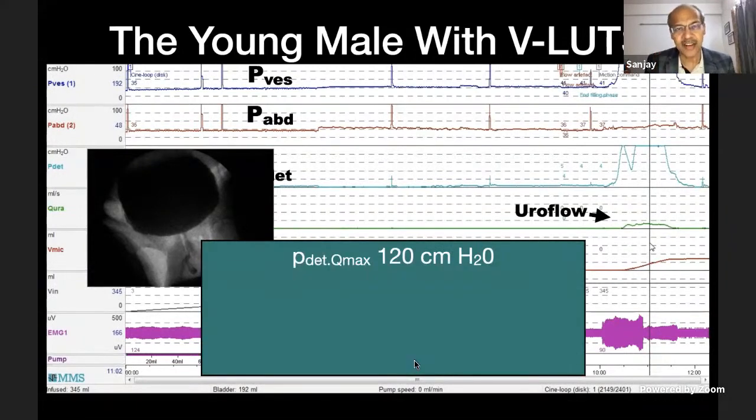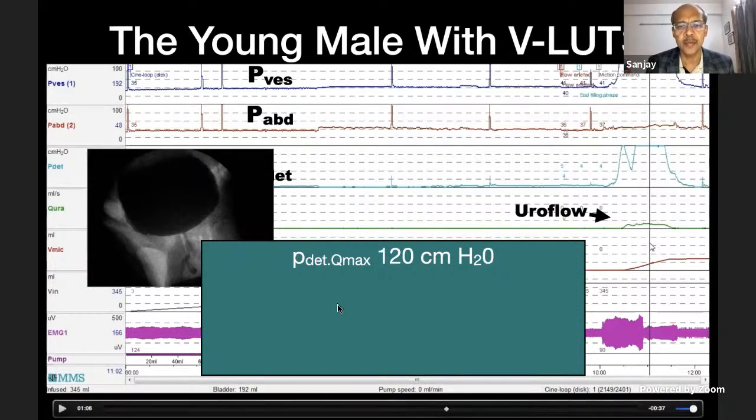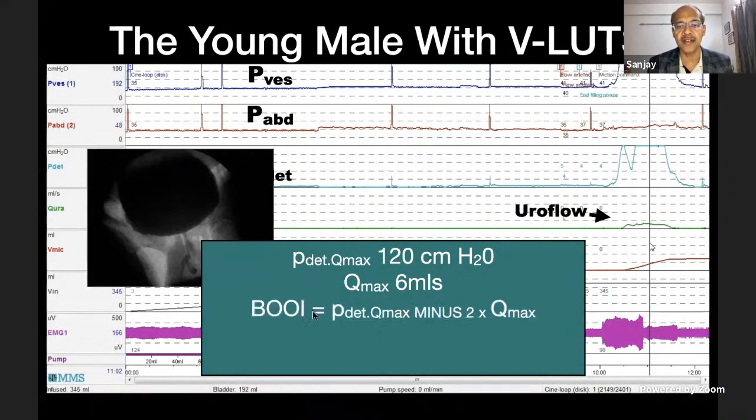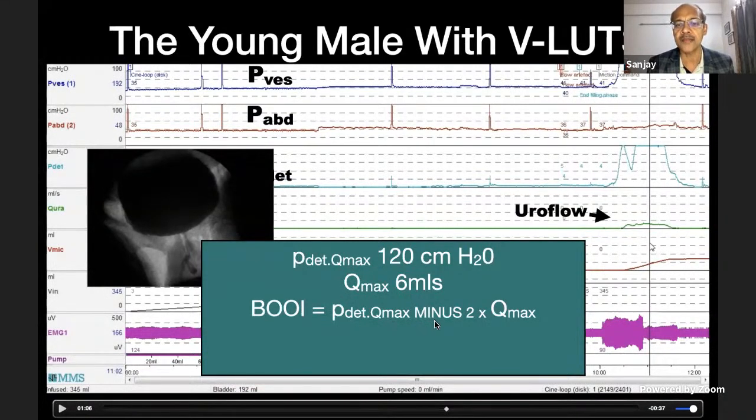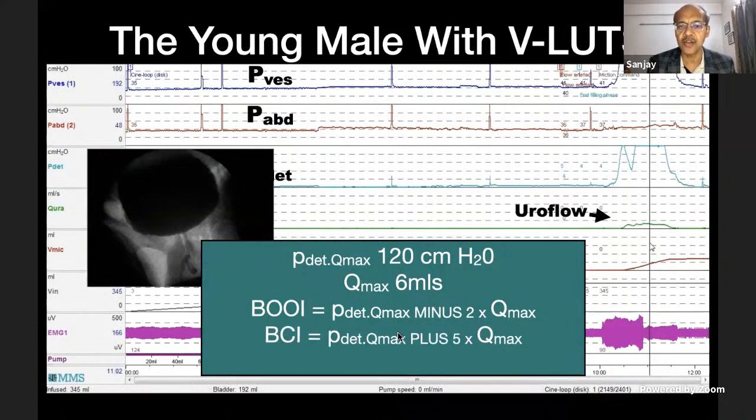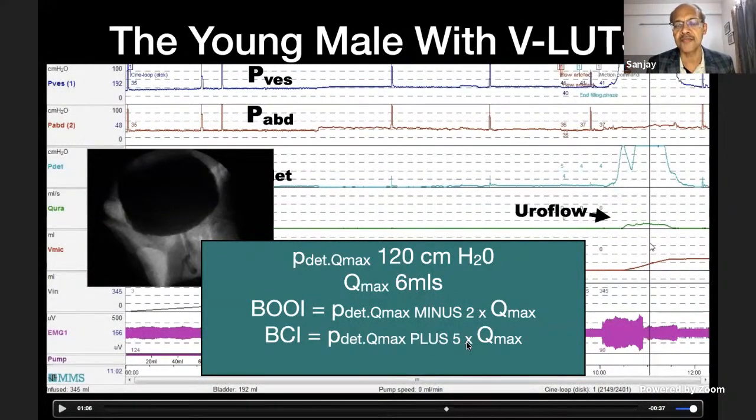There is another concept that I would like to introduce in relation to all this in the male patient, and this is primarily meant for the elderly male, but it's applied very often to the younger male as well. In this patient, you can see that the P det Q max is about 120, the Q max is about 6, and there are two indices that we often calculate: the bladder outlet obstruction index, which is P det Q max minus 2 into the Q max, and the bladder contractility index, which is P det Q max plus 5 into Q max. And in this patient, you can see the BOOI is 108, and anything above 40 is a severe obstruction. The contractility index is 150, which is a strong contraction.